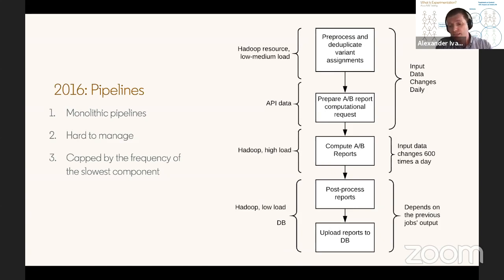So essentially, we could not generate metrics faster. We were bounded by the frequency of the variant assignment job. And it was actually pretty inefficient resource usage, because if you upload data to a database, then you cannot continue using your Hadoop queue and you're underutilizing your resources.